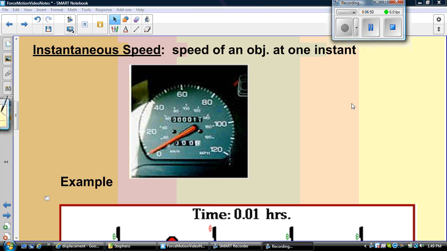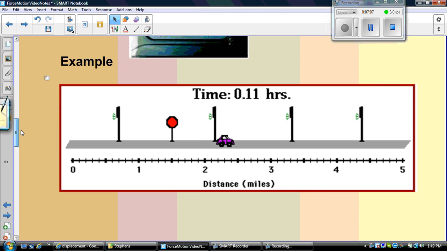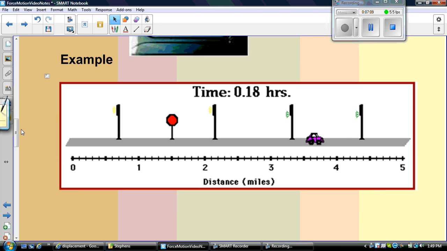Okay, another way that we can describe speed is called instantaneous speed. That is the speed of an object at one instant in time. So, for example, if you're driving in your car and you look at the speedometer, it says you're going 45 miles per hour, that's instantaneous speed. Another example right here, okay, this car is traveling.